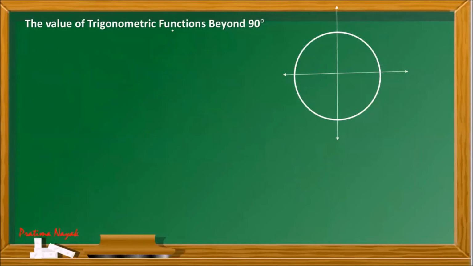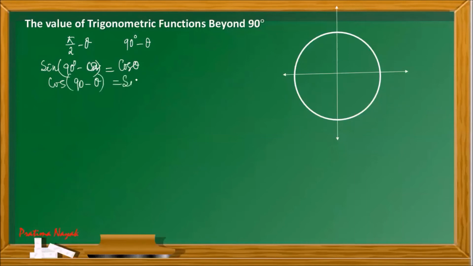So next, coming to some other angles. First, I am taking sine of pi by 2 minus theta. That means when the angle is 90 minus theta, you have read in class 10 that sine 90 minus theta is equal to cos theta, isn't it? Recalled or not? Yes, cos theta. Similarly, cos 90 minus theta is equal to sine theta.